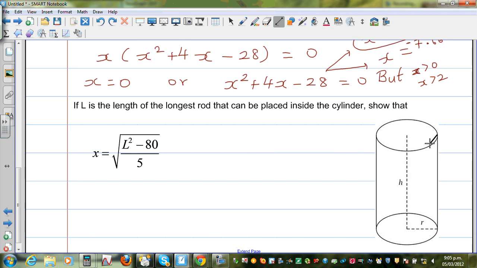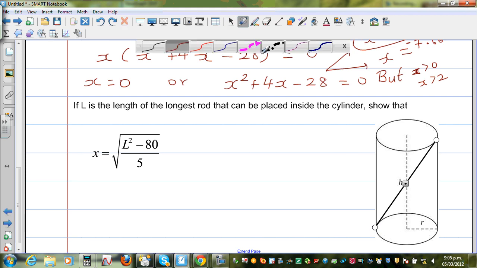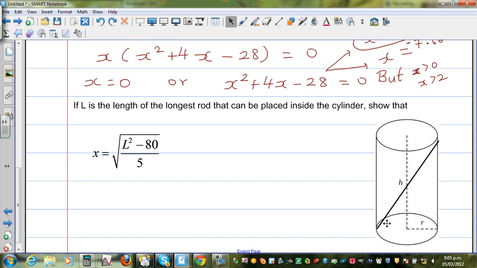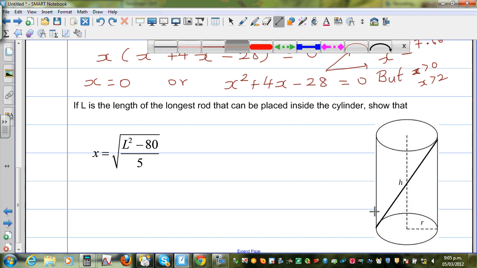I hope you can see this in a 3D way. Let me highlight this. So this is the longest rod that can go from one end to the other end. This is how you can place the rod. So this is the height. Let me draw a dotted line here. This becomes the diameter, and this is the radius.